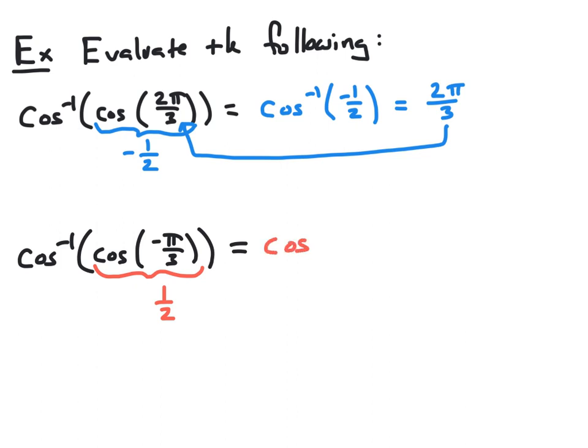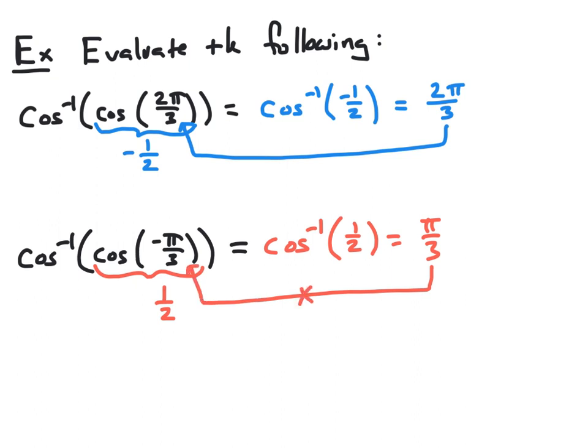So what we really need to compute here is the inverse cosine of positive 1/2. We need to find an angle whose cosine is 1/2 and lies between 0 and pi radians, and that angle is pi over 3. And so the inverse cosine of the cosine of negative pi over 3 is equal to pi over 3.